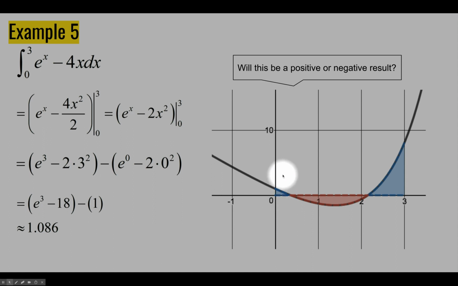little bit larger in magnitude than the red area, which is negative. So there's more blue area than there is red area. And in fact, how much more? There is this much more area of blue than there is of red. So this is the total signed area for this function between these two values, 0 and 3.